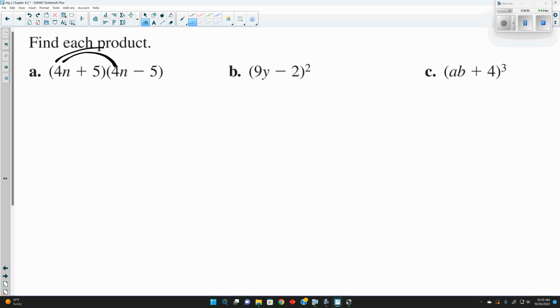Now if we multiply this out, 4n times 4n is 16n squared. 4n times negative 5 is negative 20n. 5 times 4n is plus 20n. And 5 times negative 5 is negative 25. The middle terms would cancel, and we get the exact same thing, yes? So multiplying it out and doing what we normally do will still get us to the same answer. One's a little bit faster than the other.